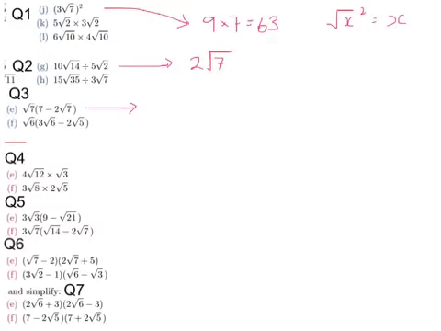So root 7 times 7 is 7 root 7 minus 2 times, well root 7 times root 7 is going to be just 7. So it's root 49, but we can simplify that to 7 root 7 minus 2 times 7, which is 7 root 7 minus 14.